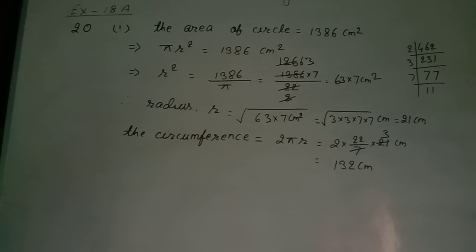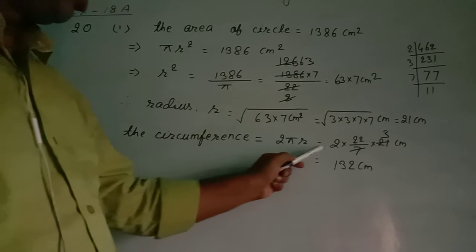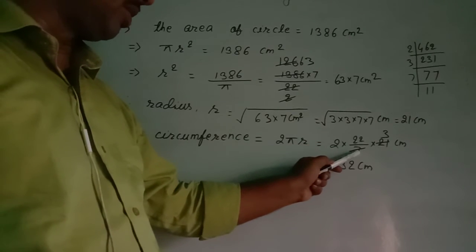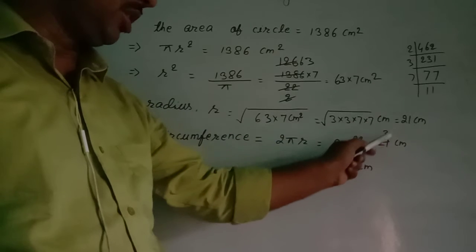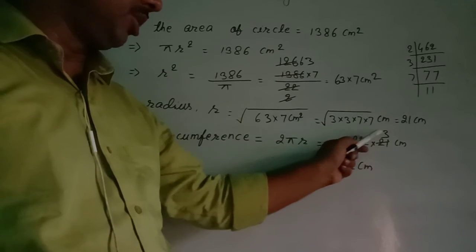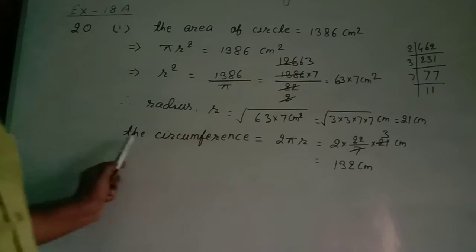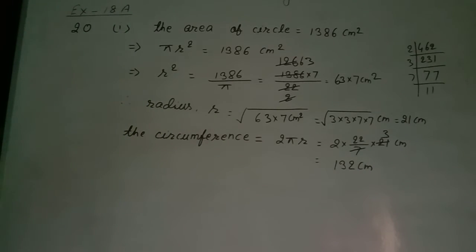Now we are asked to find out the circumference of the circle. Circumference equal to 2 pi r. 2 into 22/7, that is the value of pi, into this radius 21. So 7 3s are 21. I multiplied 2 into 22 into 3, that became equal to 132 centimeter. That is the circumference of the circle.